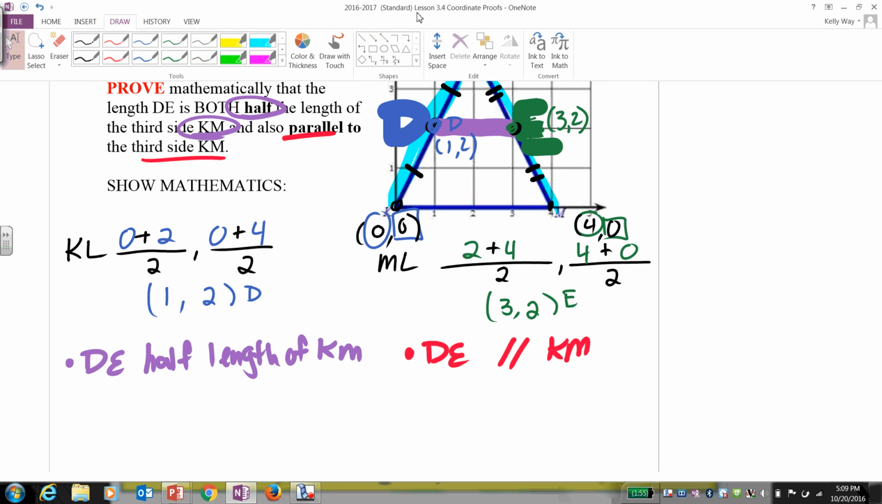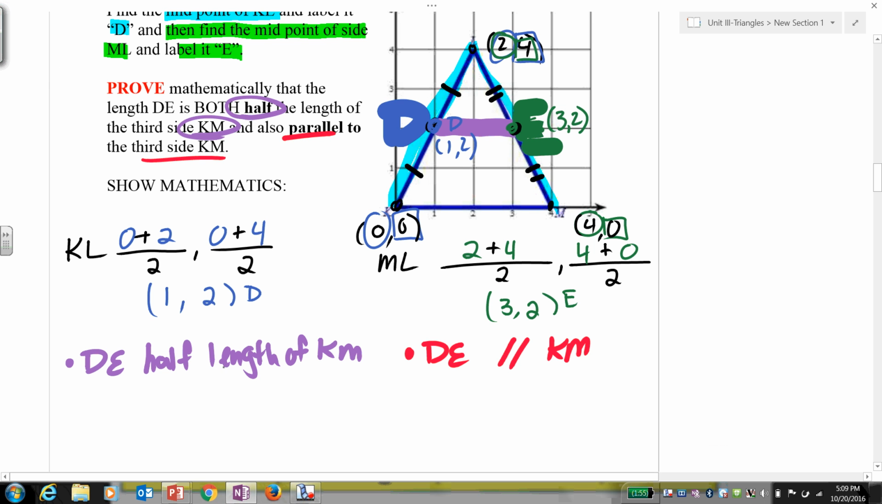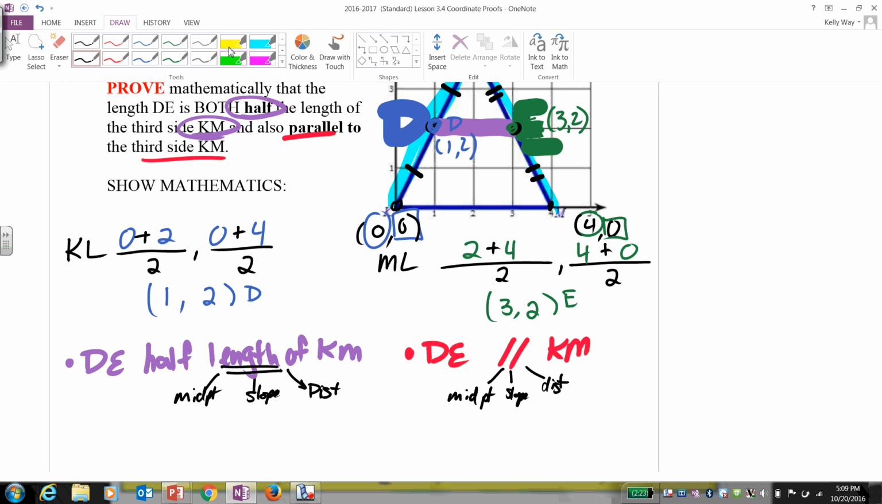So you have to ask yourself, if we're going to compare lengths, this is a question you're going to ask your peer tutor. Length, are we using midpoint? Are we using slope? Or are we using distance? And if we want to talk about the concept of parallel, are we using midpoint? Or are we using slope? Or are we using distance? Take 5 seconds for each of those, and you circle which one you think is going to work here.